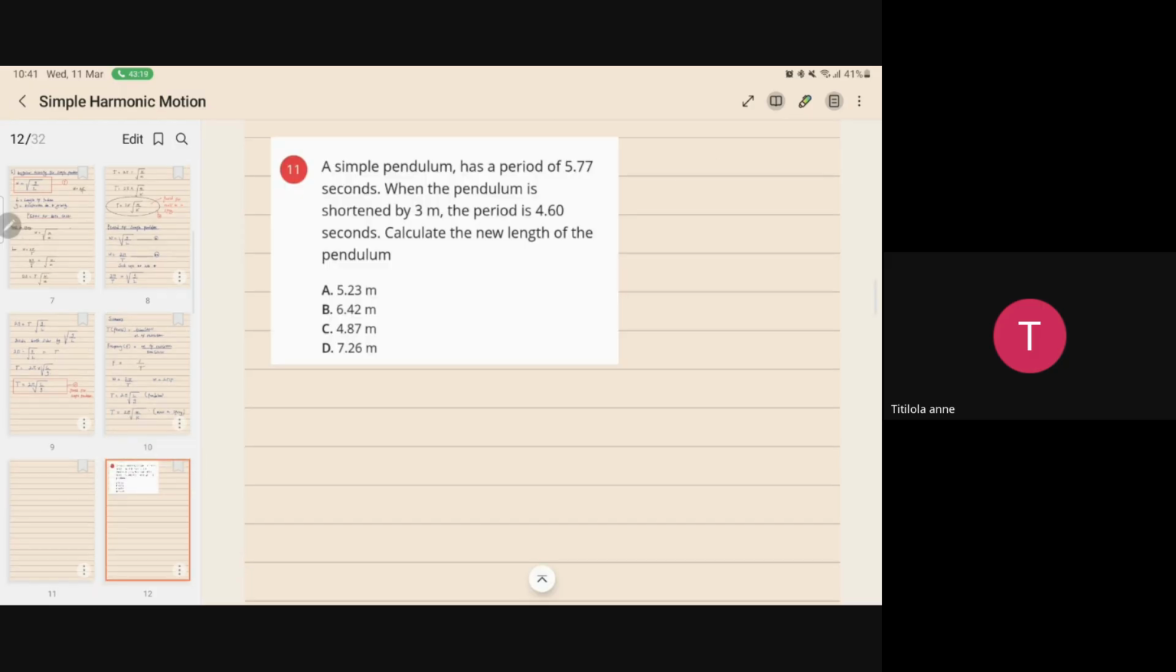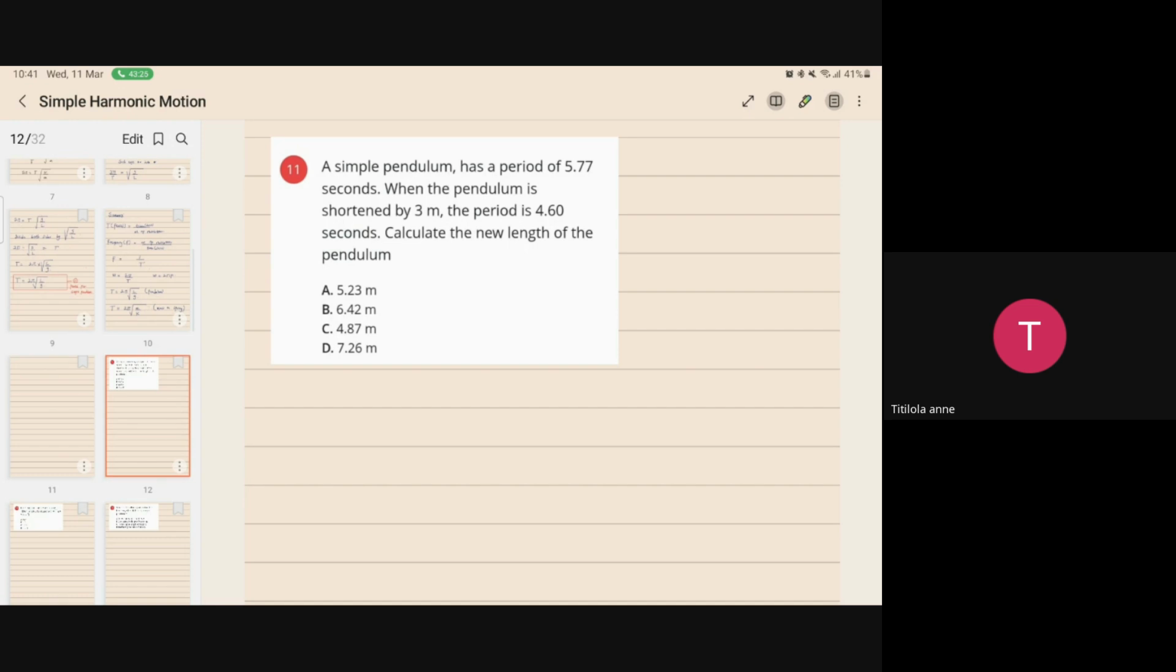That's interesting. All right. So the first question says that a simple pendulum has a period of 5.77 seconds.